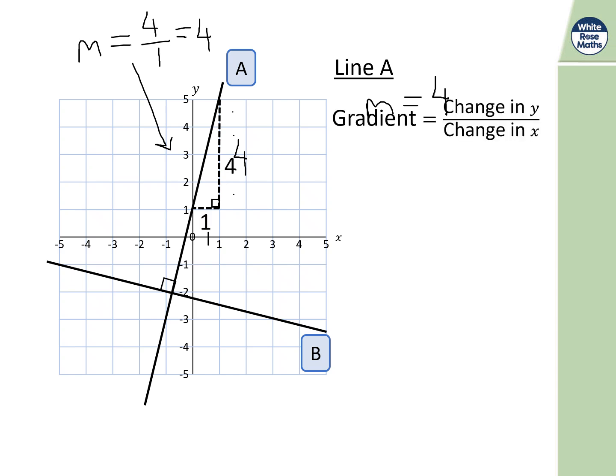So 4 and 1. Okay, gradient is change in y over change in x, or delta y over delta x, or you might hear it in schools as rise over run. Okay, these all mean the exact same thing. So it's how much you go up or down divided by how much you are going across. Or in other words, if you're given a diagram, for every 1 unit I move along to the right, or to the left, how many up or down do I move? Just 4.